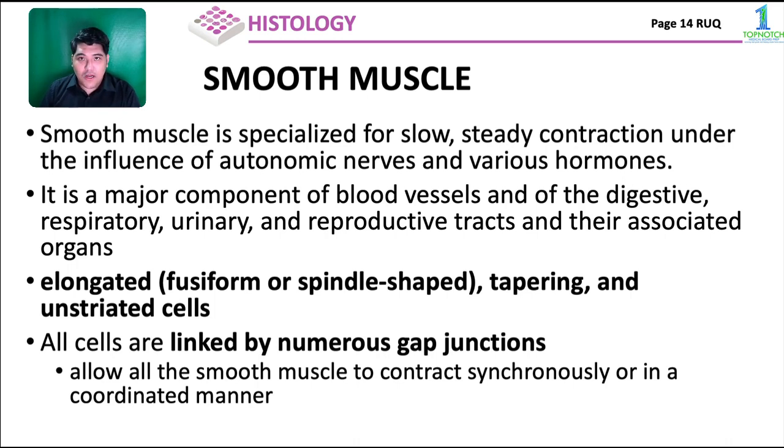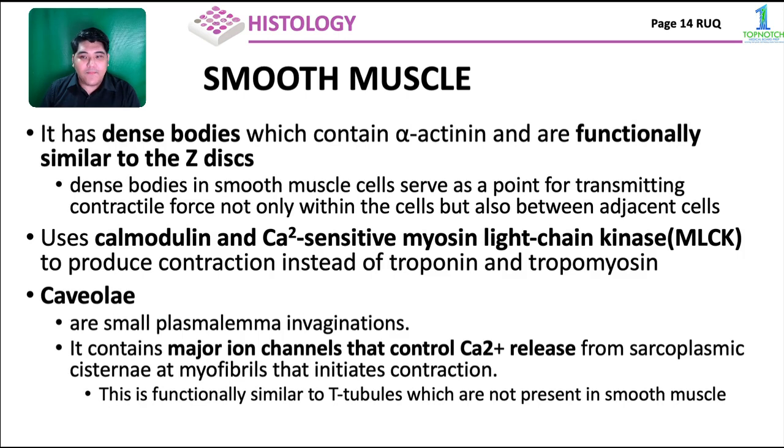For example, in your intestinal wall. Okay. Now, ang difference dito, kung ang iyong skeletal muscle, they have your tropomyosin, troponin C. Dito naman, it has dense bodies which contain your alpha-actinin and are functionally similar to your ZDs. Again, it is not striated. Di ba yung ZDs nyo, one of the reason kung bakit nagkakaroon ng striations. Dito, dense bodies, ZDs. It uses your calmodulin and calcium-sensitive myosin light chain kinase, okay, instead of your troponin and tropomyosin. And then you have your caveolae, okay?